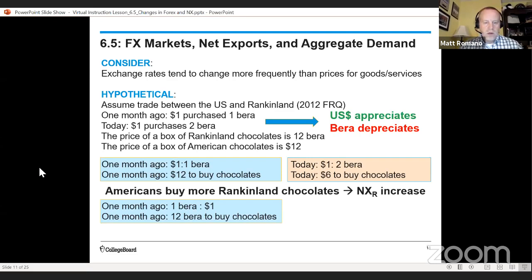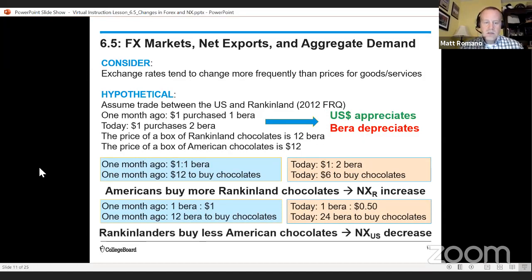A month ago, 1 birra was worth $1, so it took you 12 birra to buy that American box of chocolates. But now, after the currency valuation has changed, the birra is only worth 50 cents. So now it's going to take you 24 birra to buy that same box of chocolates. The residents of Rankin Land aren't going to buy as many boxes of chocolates from America, and net exports from the US are going to decrease. In relative terms, those American goods are now more expensive because it takes more birra just to purchase $1 US.